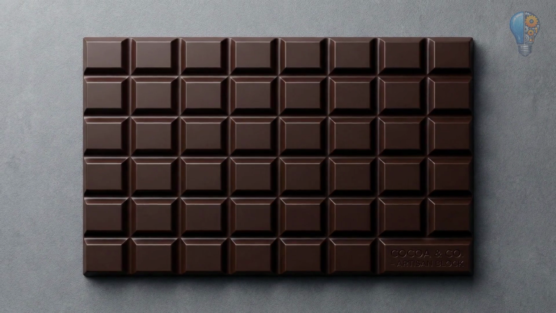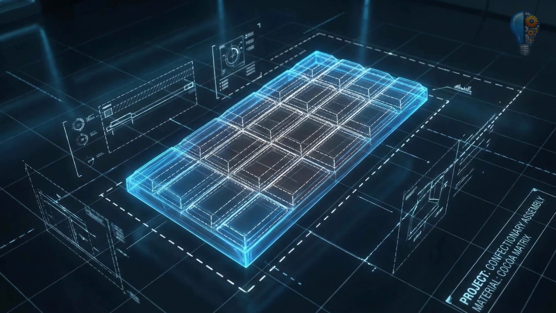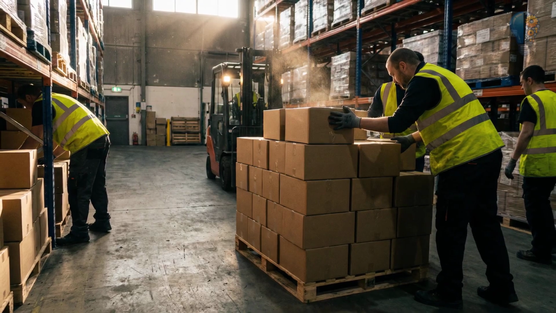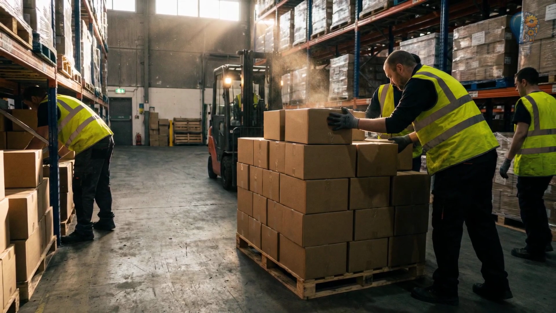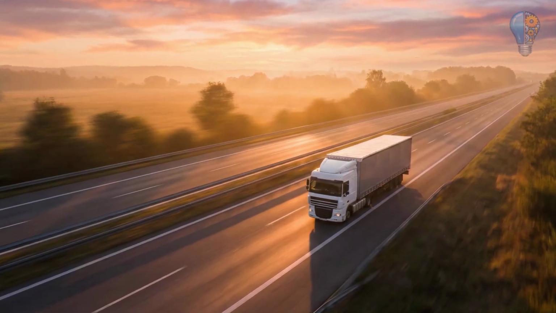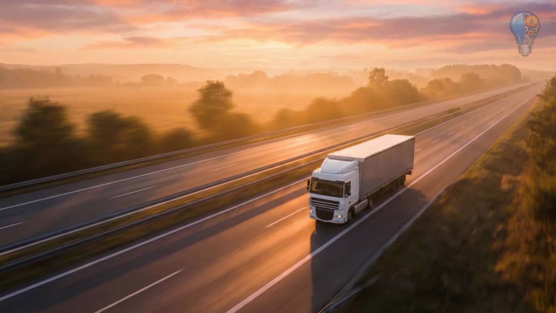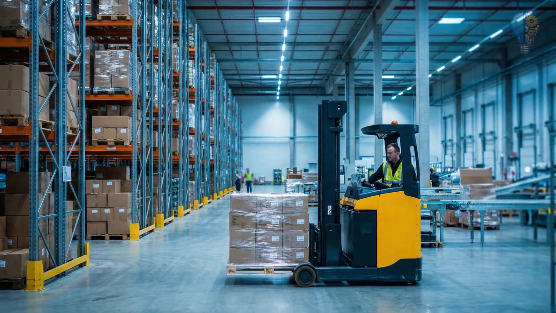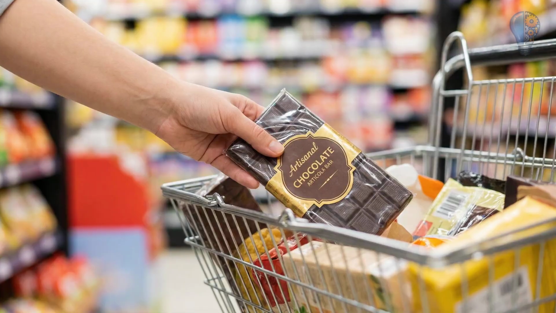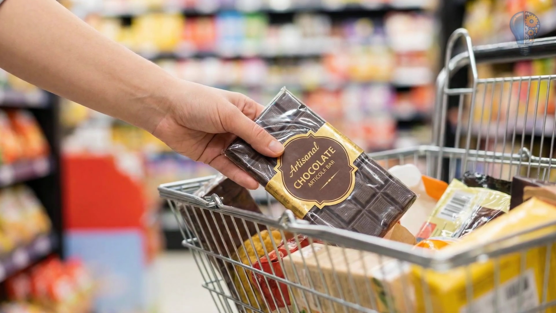There's also a structural engineering aspect to chocolate bar design that most people never consider. A chocolate bar has to survive a fairly rough journey from factory to consumer. It gets packaged, stacked in boxes, loaded onto trucks, shipped potentially hundreds or thousands of miles, unloaded, placed on store shelves, picked up by customers, and carried home.